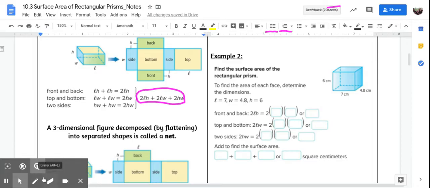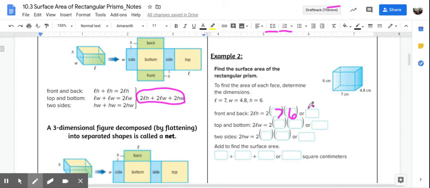My second example here before you start practicing on your own: finding the surface area of this rectangular prism. If I had the dimensions here, my length is 7, my width is 4.8, and my height is 6. I would fill in my numbers here. The front and back is length times height. So my length is 7, my height was 6. So that is 2 times 7 times 6, or I'm going to pull out my calculator here and know that 2 times 42 is 84. This is the process you're going to do when you do it independently.